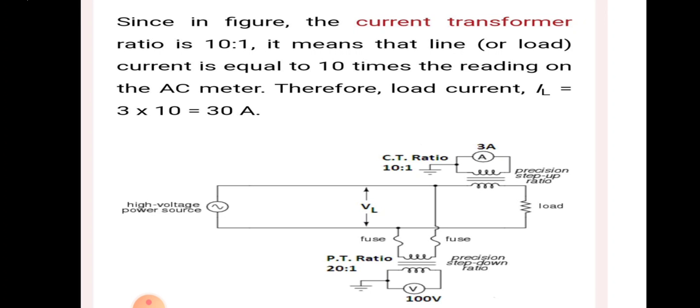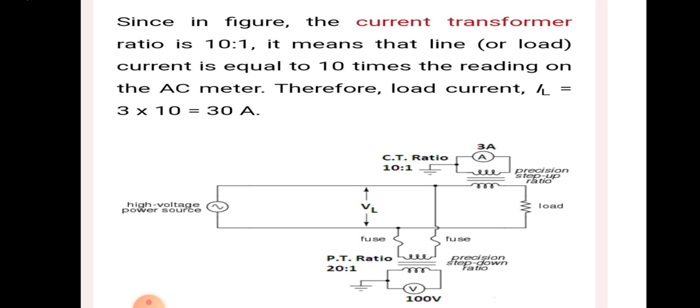If it is a 10 is to 1 ratio, it means if the primary is having a capacity of 3 ampere, then the secondary will multiply it by 10 and it will give the output as 30 ampere. Means the capacity of this ammeter is increased from 3 to 30 ampere. Since in the figure the current transformer ratio is 10 is to 1, it means that the line current is equal to 10 times the reading on the AC meter. Therefore, load current IL equals 3 into 10, that is 30 ampere.